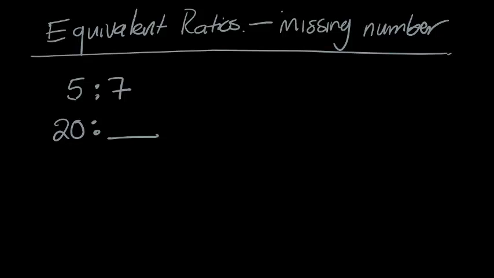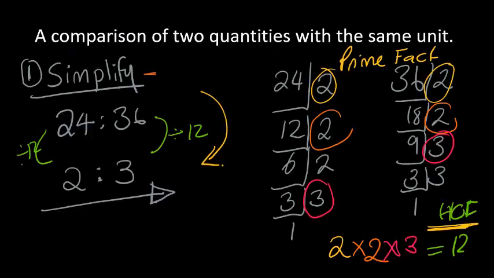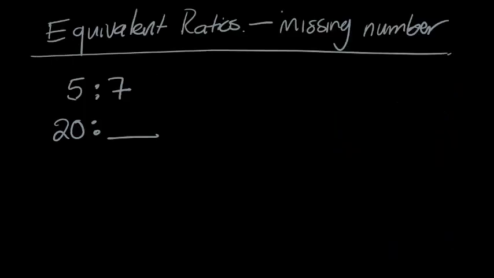So in our simplification question, I gave you a big ratio, 24:36, and you gave me a little ratio, 2:3. We're doing the same thing, only in this question I'm giving you a little ratio and I want you to give me a big ratio. So I am giving you three pieces of information. I'm giving you 5:7, that's one ratio, and then I'm giving you 20:blank, that's the second ratio. And the question that we have is, what do we put in the blank?